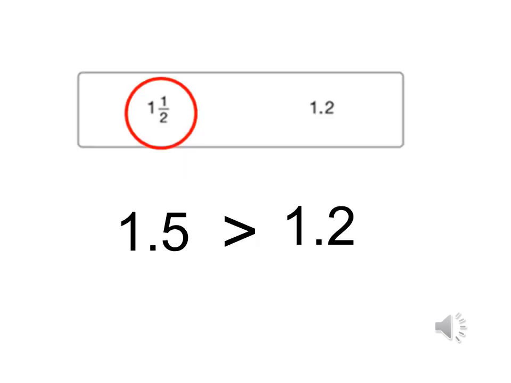In this example, 1 1/2 is the same as 1.5. And 1.5 is bigger than 1.2. The reason 1.5 is bigger than 1.2 is because it's got one whole one and 5 tenths, but 1.2's got one whole one and only 2 tenths. So that's quite an easy one. 1 1/2 is the same as 1.5, which is bigger than 1.2.